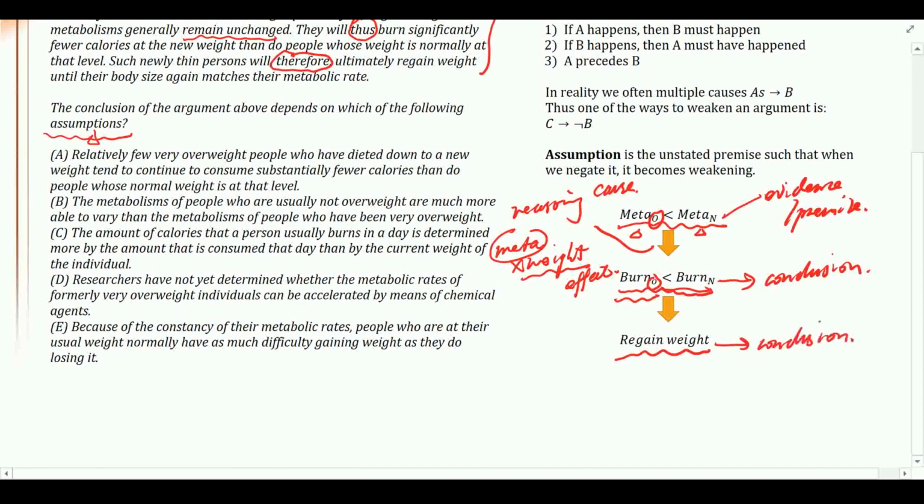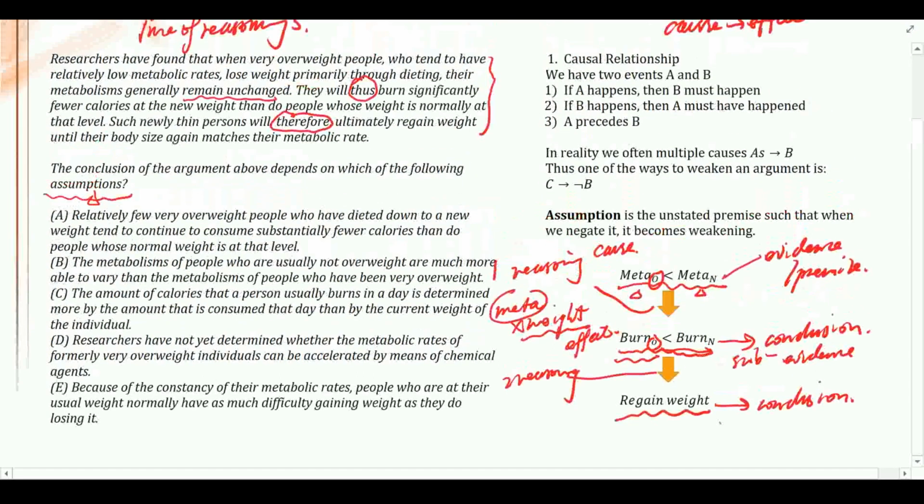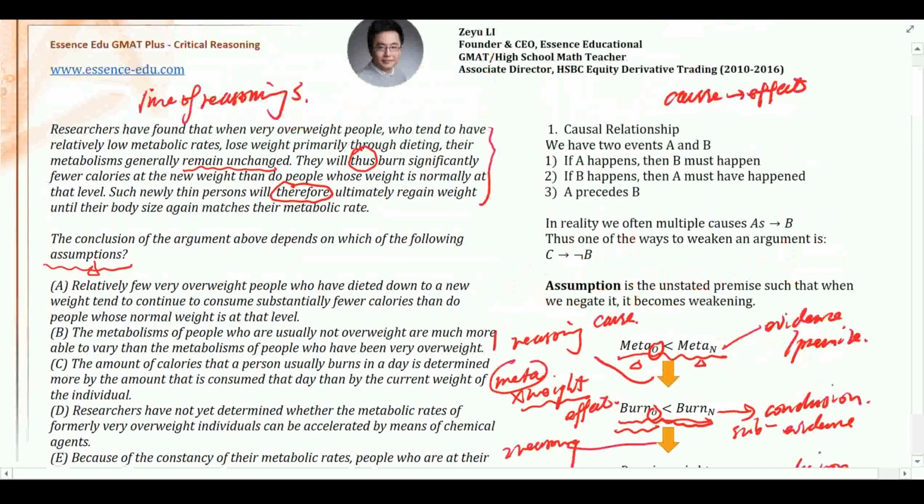Then the conclusion above becomes something called a sub-conclusion, and it becomes the evidence for the second reasoning. And this is the conclusion for the second reasoning. This is the first reasoning. This paragraph has two reasonings, and this is what we call the line of reasoning. I hope this is clear for you.